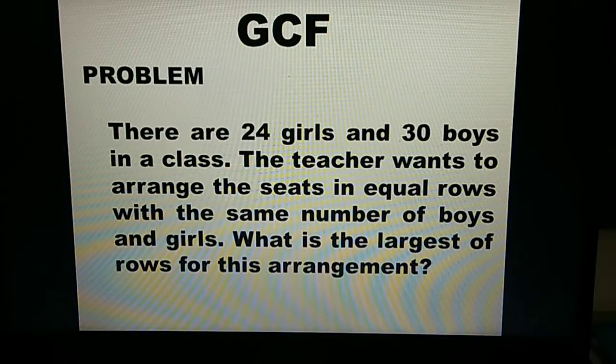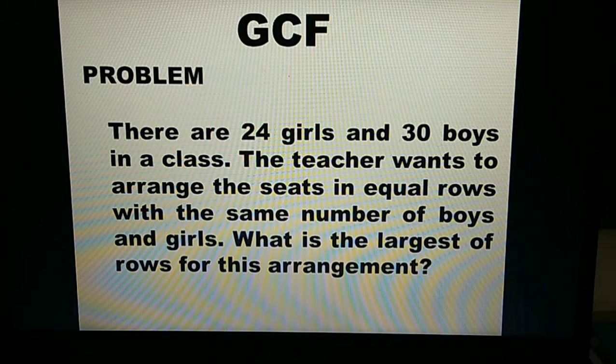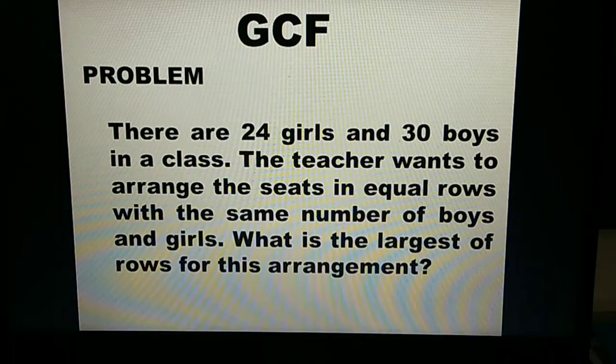Now, let us have an example on how to solve a problem using GCF. So here is our problem. There are 24 girls and 30 boys in a class. The teacher wants to arrange the seats in equal rows with the same number of boys and girls. What is the largest number of rows for this arrangement?